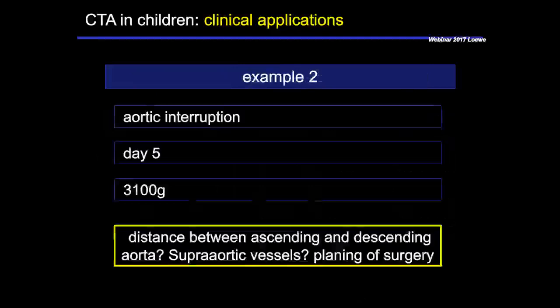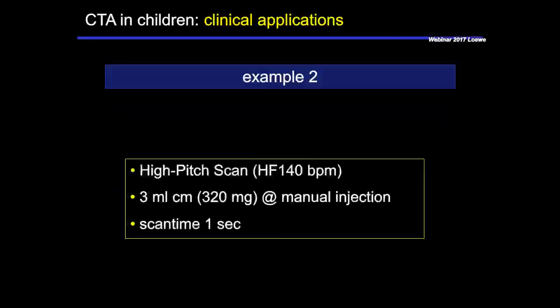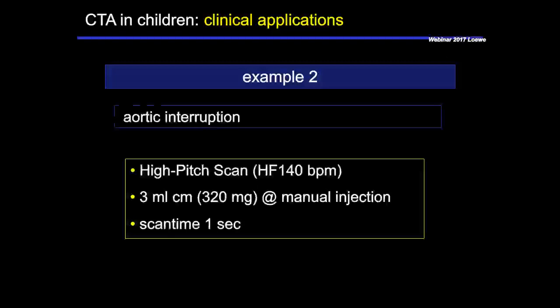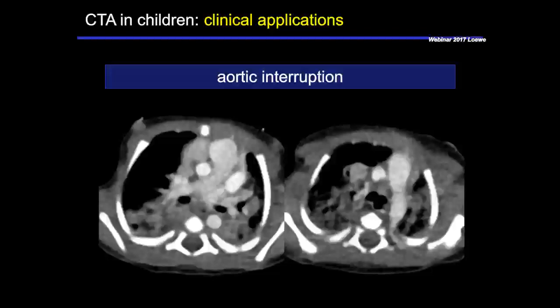Another very small patient with aortic interruption, a little bit more than 3 kilograms, and the question was about the distance between the different parts, the separated parts of the aorta, to plan the surgery. And again, of course, the heart rate was rather high, around 140, just 3 mL of contrast, and maybe not the most beautiful images, but highly diagnostic.